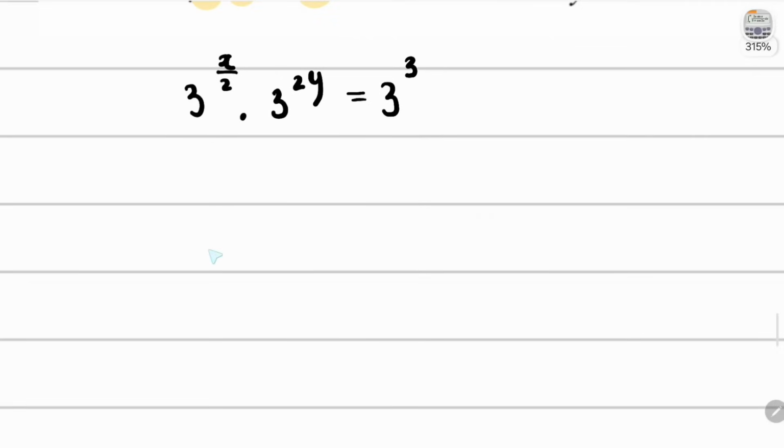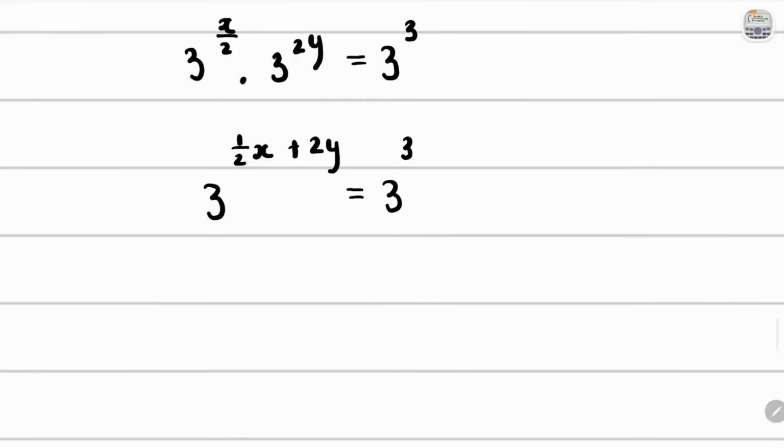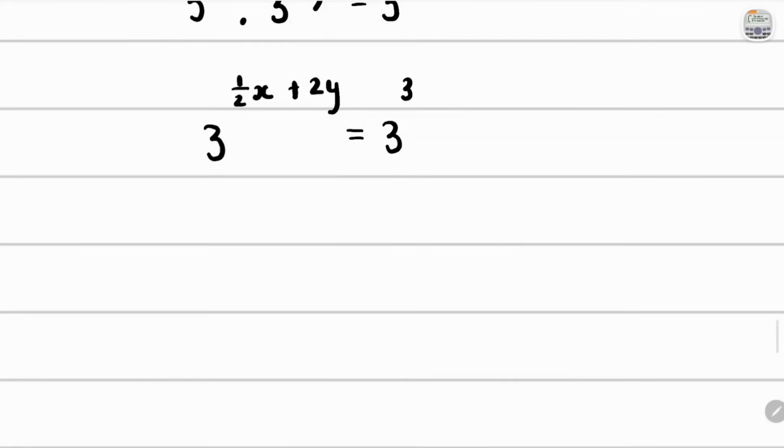Okay, so these two simply multiply because the bases are the same. So 3 to the power of, and we're going to add the exponents. I'm just going to call this 1 over 2x because there's a 1 in front of the x, plus 2y is equal to 3 to the power of 3. And we can take this further. Because the bases are the same and this is an exponential equation, we can equate the exponents. So this is simply 1 over 2x plus 2y is equal to that exponent of 3.